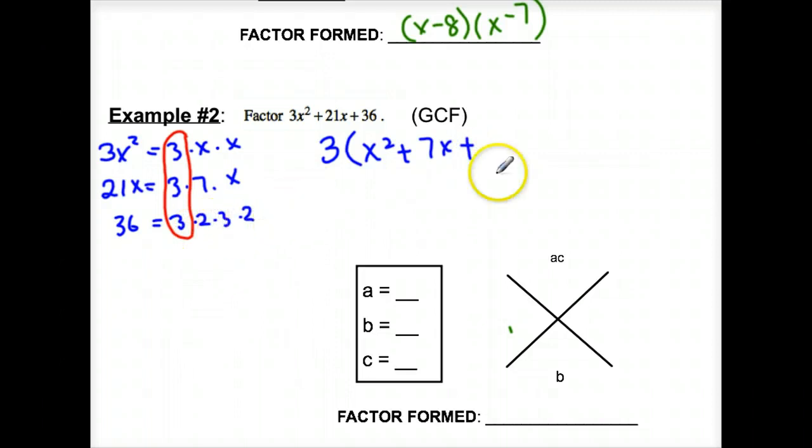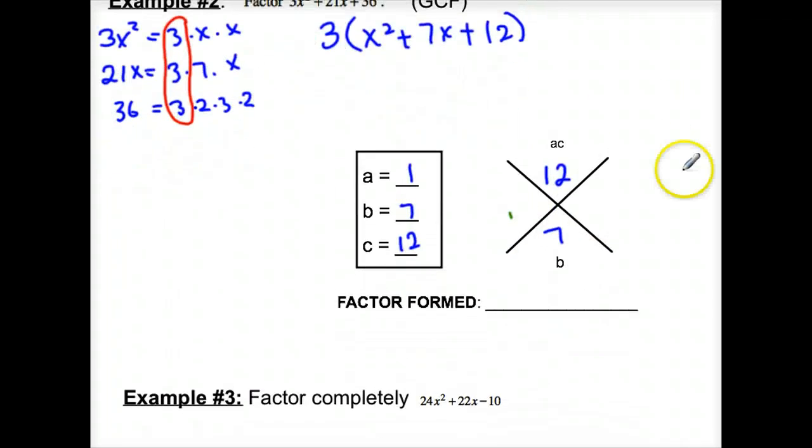2 times 3 is 6. 6 times 2 is 12. Okay, remember these signs as well are coming from here. Now that I have this, let's see, my A is 1, my B is 7, my C is 12. So I know A times C goes at the top, which in this case is 12, and 7 at the bottom. So two numbers, when I multiply them, I get 12, but when I add those numbers, I get 7. Those numbers are 4 and 3. Perfect. 4 times 3 is 12. 4 plus 3 is 7.